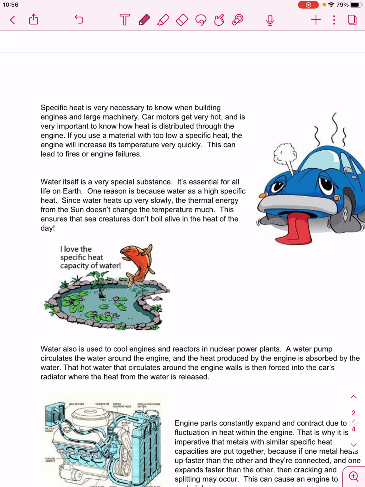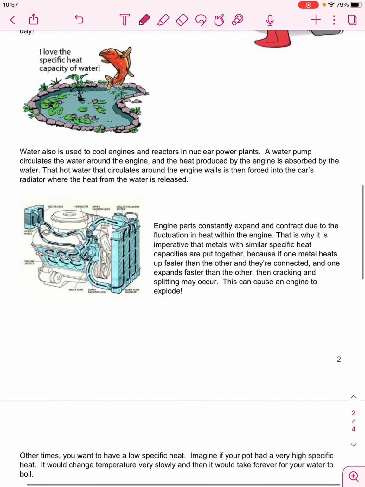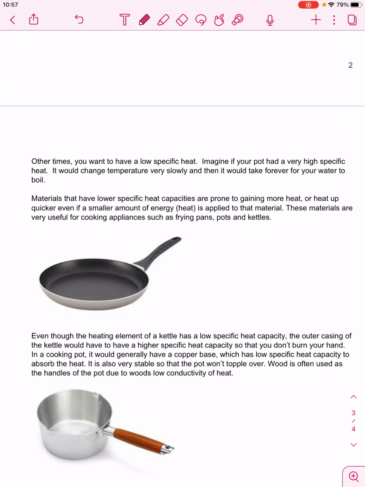So we talked about how engines, you want to make sure that you have the right materials. If they have too low of a specific heat, the temperatures will increase too quickly. Water has a very high specific heat, so it doesn't heat up quite so fast. That's good for organisms that need to live in there. Also, water is used to cool different reactors or engine parts. And then other times, you want the metal in a pan to have a low specific heat, so it does heat up your food quickly.